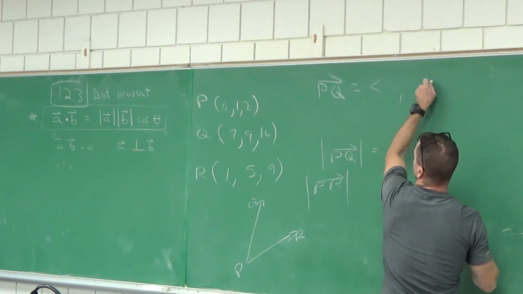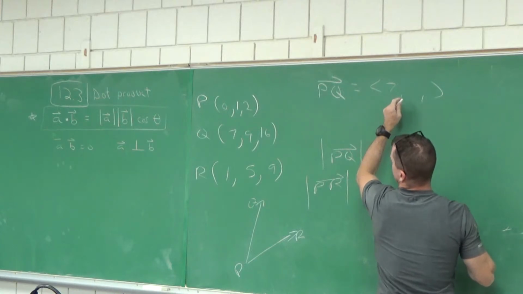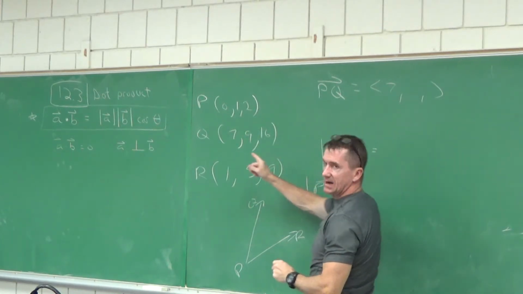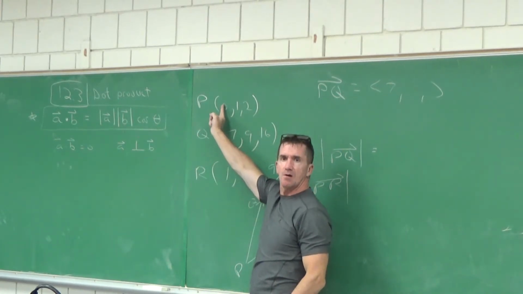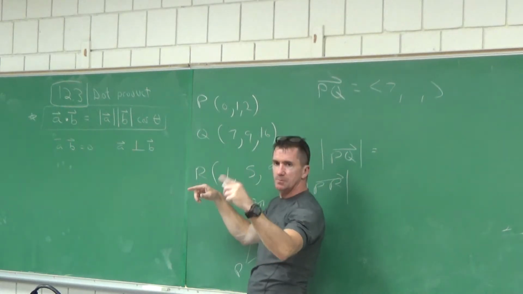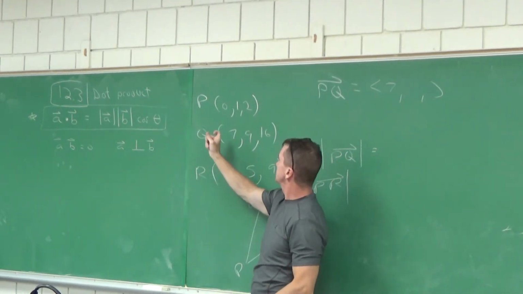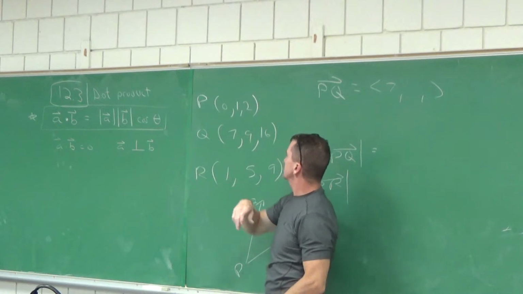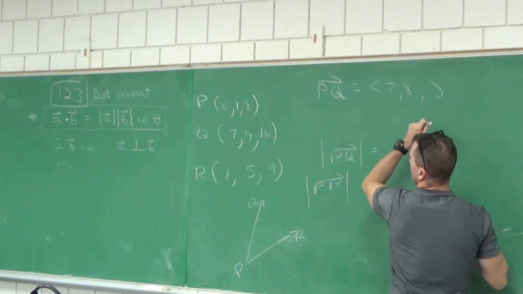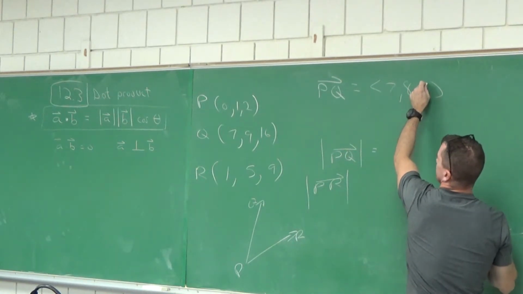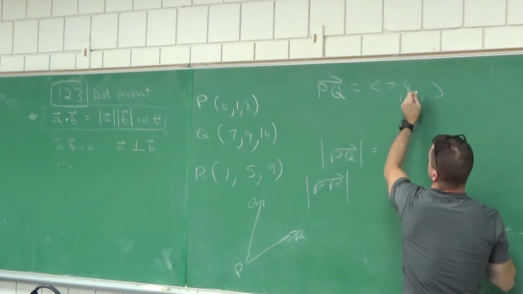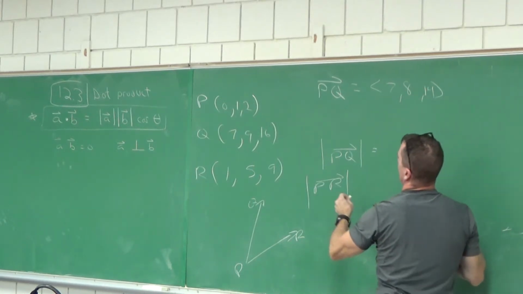Negative 7? No, negative, right? Well, if I do tip minus tail, 7 minus 0. You were doing vector QP, but I'll do 7 minus 0, 9 minus 1, and 16 minus 2. Is that 14? All right, what's PR?